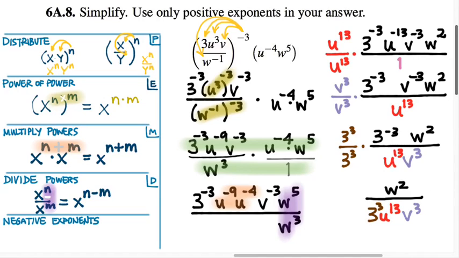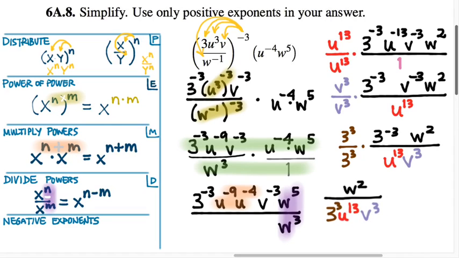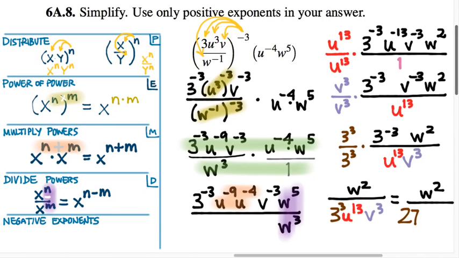There's only one more step that I want to do to finish this problem. What's the one thing that I still haven't simplified? 3 to the third. What is 3 to the third power? 27. 3 times 3 is 9, times 3 again is 27. And that will be how we finish simplifying for our final answer. W to the power 2 upstairs, and then downstairs 27, U to the 13th, V to the third.